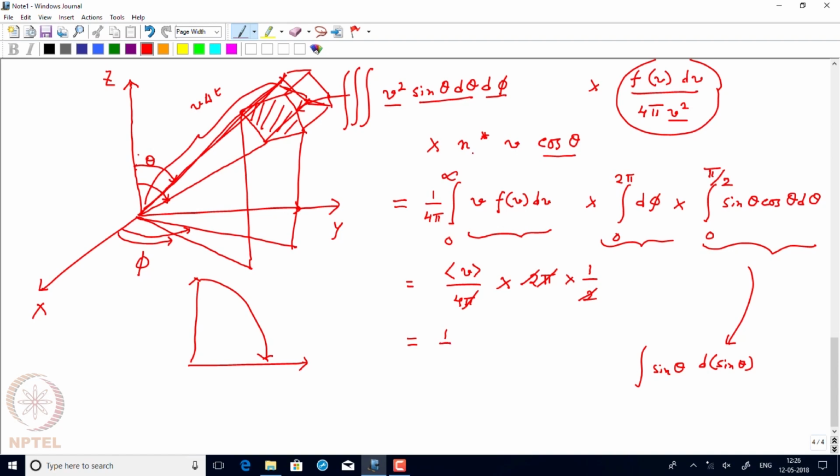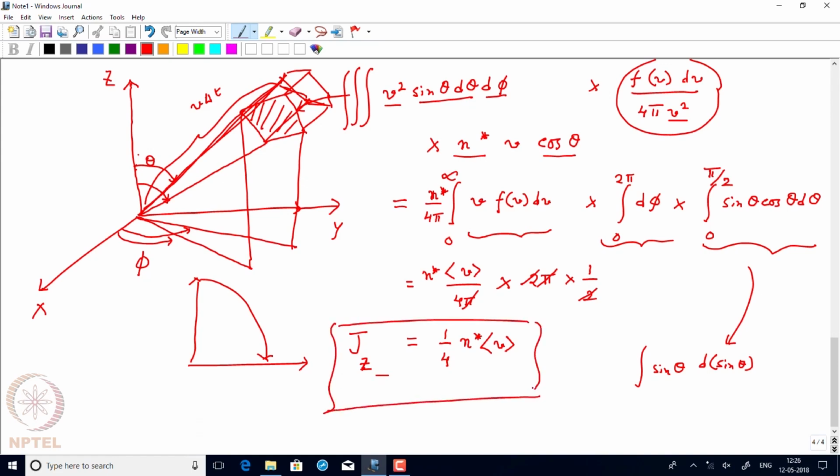We had an n star also here. I did not write it, so I'll have n star over 4 pi, and I'll have n star into v. So I'll have 1/4 n star into average velocity. So this is basically the expression for my flux up to this point, but this flux is the net downward flux. So I can write a minus sign for that because it's just the flux describing the downward thing. So up to this, I have a somewhat general expression for the flux.